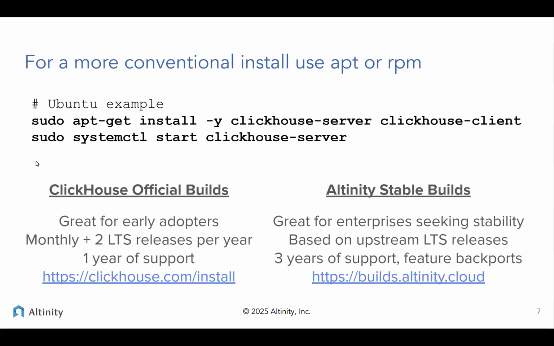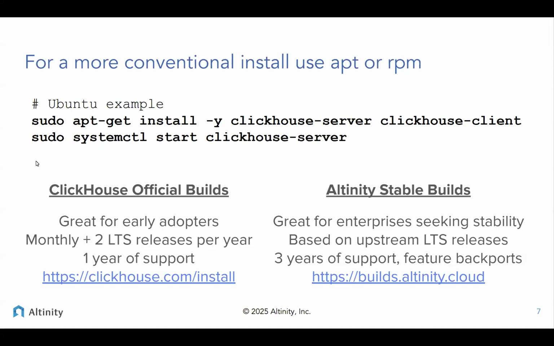And as you're doing this, you have a couple choices of builds. You can use what are called official builds, which are directly from ClickHouse Incorporated. They appear every month. They have two what are called long-term support releases per year, and those LTS releases have a year of support. So you can go find out how to install those over at the URL that's shown below.